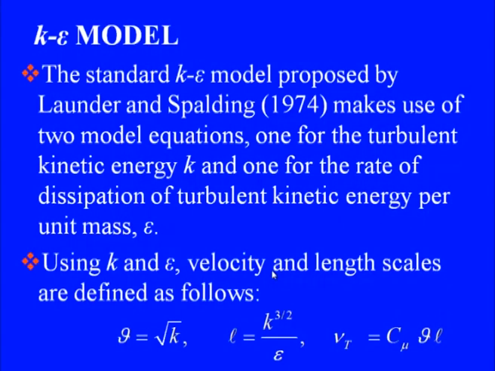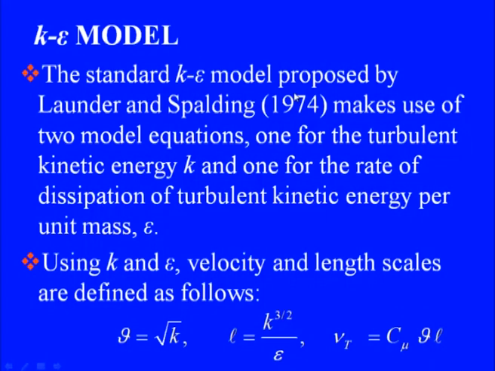Next we come to the most widely used model. In fact, this K epsilon model is a two equation model which is the workhorse for industrial CFD analysis. This is one of the most popular models, and the so called standard model, the original K epsilon model, was proposed by Launder and Spalding in 1974. It makes use of two model equations, one for turbulent kinetic energy K and one for the rate of dissipation of turbulent kinetic energy per unit mass, epsilon. So that is the reason we call it the K epsilon model.